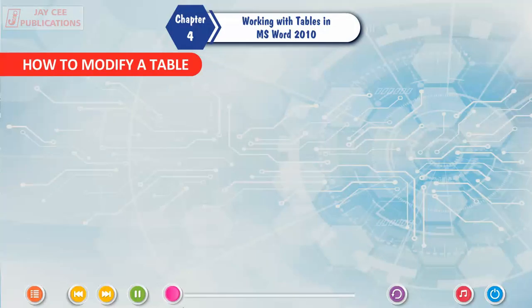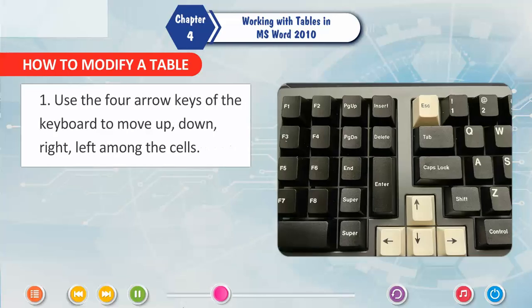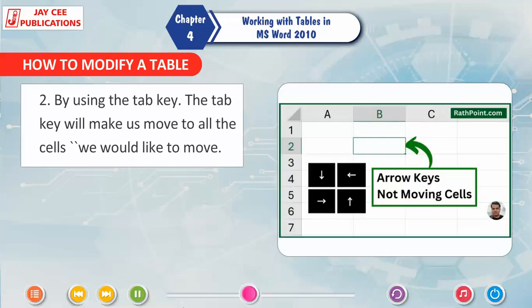How to modify a table. To move around in a table, if we want to navigate among cells, we can do it by using one of these two options. Use the four arrow keys of the keyboard to move up, down, right, left among the cells. Using the tab key will make us move through all the cells.